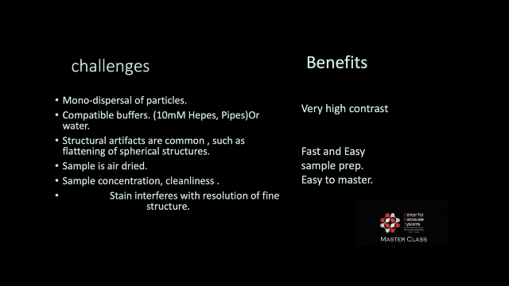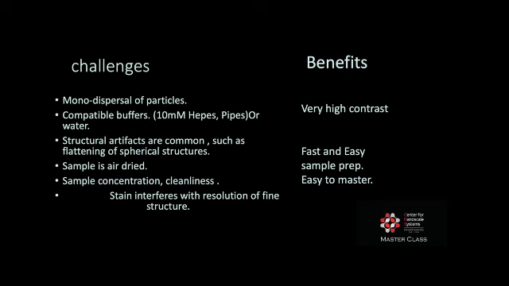The challenges that we're going to run into with negative staining: first, your sample has to be a monodispersal of particles. You're not looking at overlapping structures that are going to interfere with your resolution. Compatible buffers are important, and that means compatible buffers with the stain, but also with your protein in question. You want a buffer that keeps your protein in a native state, but also doesn't precipitate out all of the UA. If you can get away with water, that would be even better.